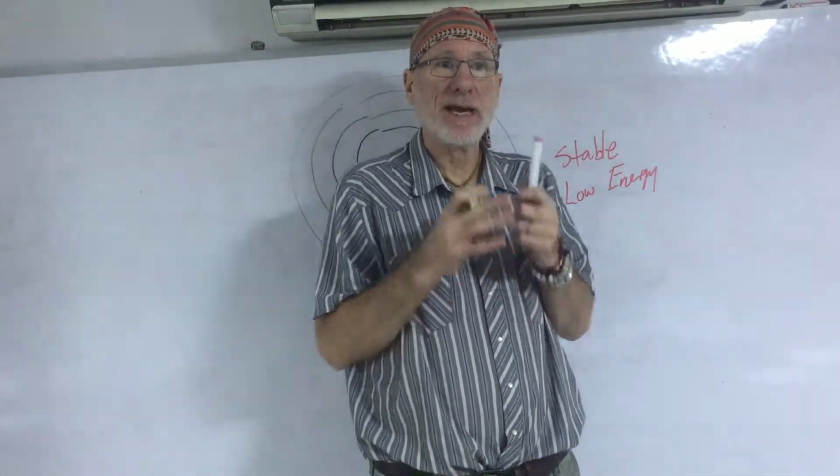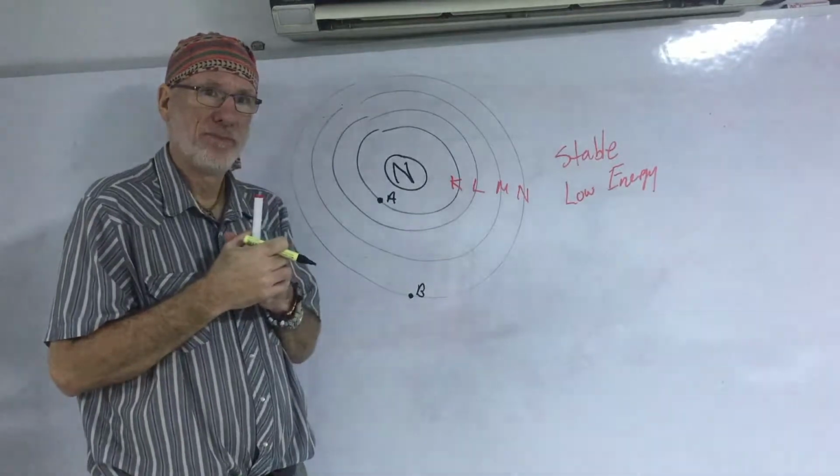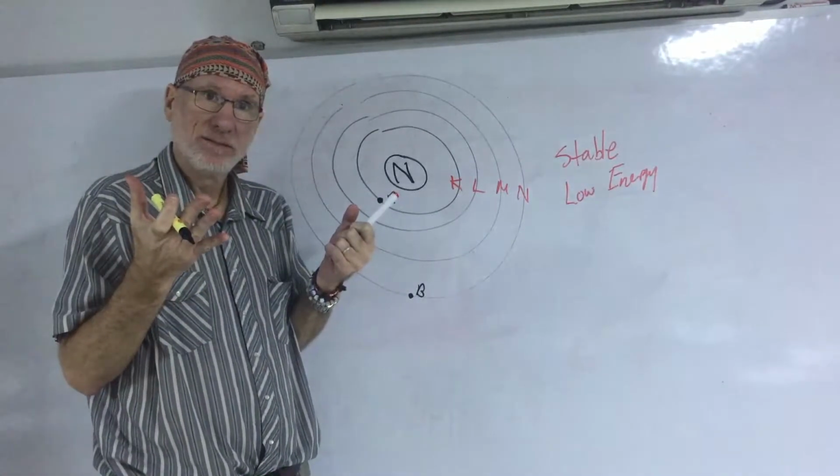Therefore, which electron has lower energy, A or B? A. A has lower energy. Make sense? Right? Okay.